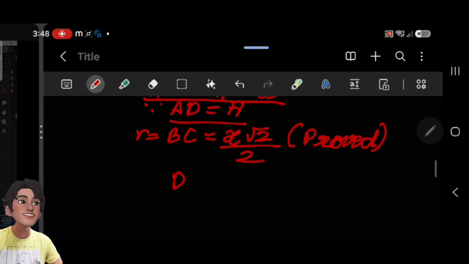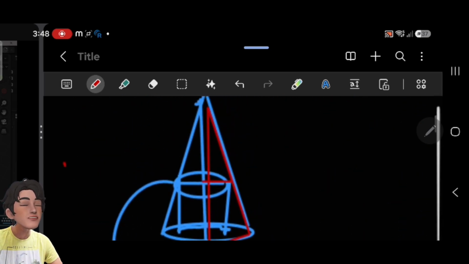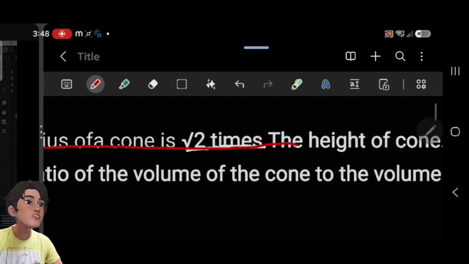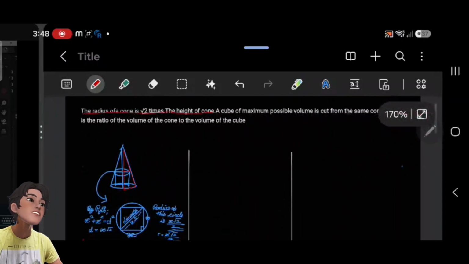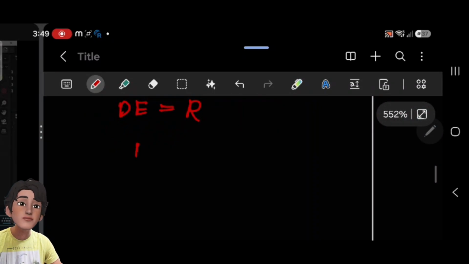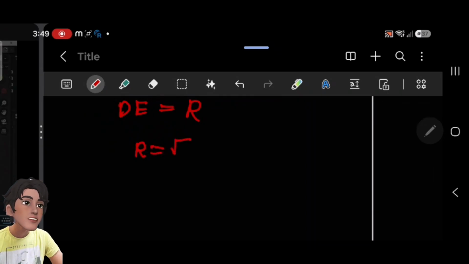Now finding DE. DE is nothing but the radius of the cone. I'm denoting this with the capital R. And here it's given that the radius of this cone is root 2 times the height of the same cone. So let me represent it through an equation here. R is equal to root 2 h.